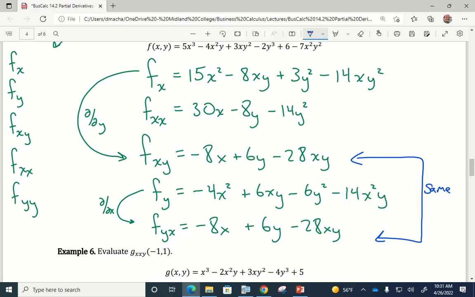And stop me if you have any questions. This is a good example because there's a lot of different terms with a lot of different powers. Make sure you see how each one of these derivatives was taken.